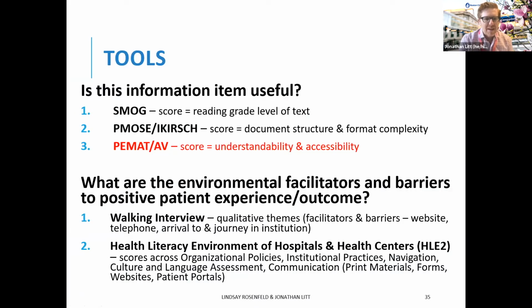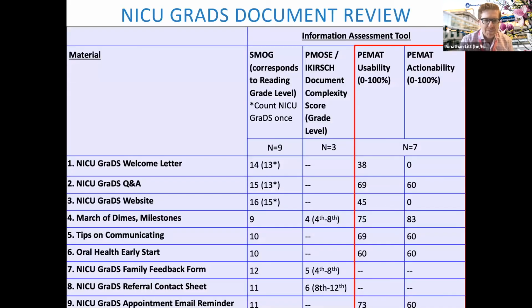Next slide. Finally, we use the PEMAT score, which gives us 2 separate assessments. One for how easily understood a text may be, and another score for how accessible it is to a user. You'll see here in the red box, we have scores for 7 of the 9 sampled written items. And there's quite a range in terms of both the usability and the actionability for these different items. None of them are very high though, right? The average scores are actually quite low.